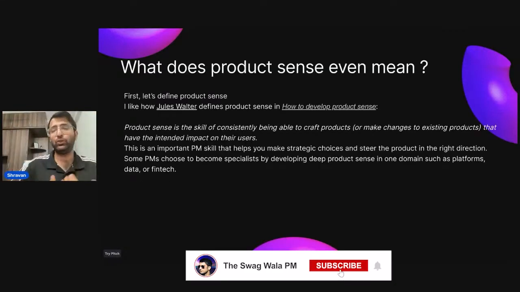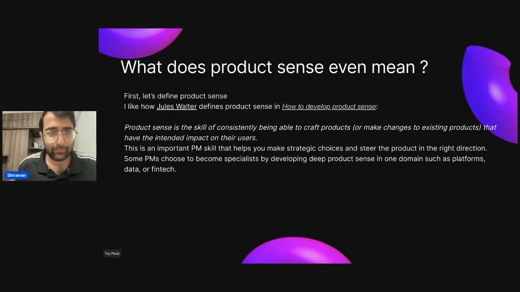तो यार सबसे पहले तो पूछते हैं कि ये प्रोडक्ट सेंस होती क्या है? What is product sense even, right? So let me define it. There is a very good PM called Jules Walter. So he essentially defined it in this way, right? That product sense is the ability to consistently craft products or make changes to products in terms of features that have the right intended impact on the users. Okay, let me explain what we mean by intended impact.